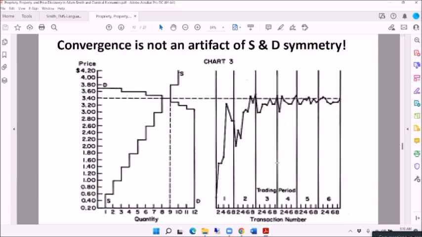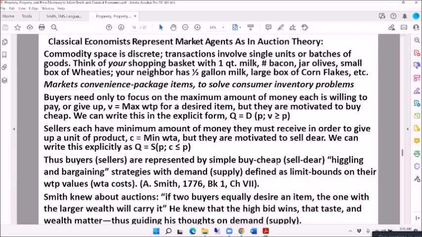Here is a second experiment I did right away, and notice it was not an artifact. The first results are not an artifact of symmetry. We still get convergence within 3, 4, 5 periods, even in the extreme case like shown here.